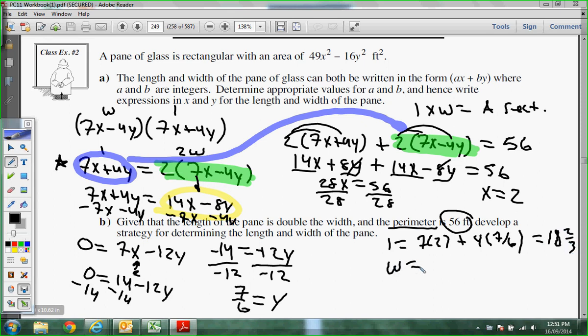Okay, width we know is that one. So 7 times 2 minus 4 times 7 over 6. And that gets me 9 1/3, which not coincidentally is half of 18 2/3. Two of these makes the length. All right.